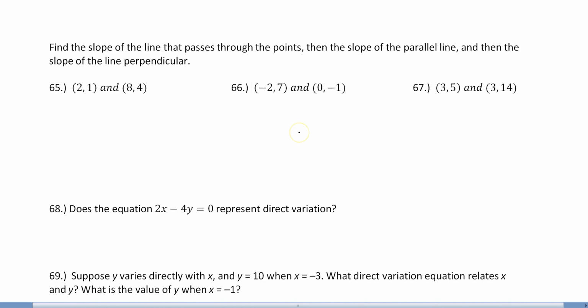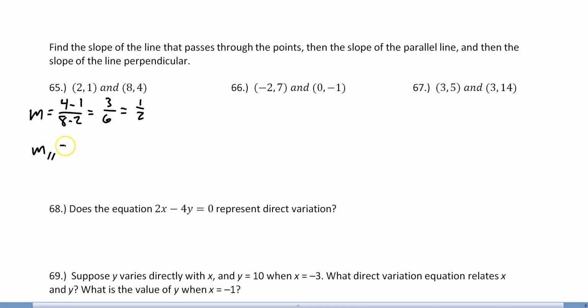The next three ask me to find the slope of the line, then the slope of the parallel line, then the slope of the perpendicular line. Okay? So to find the slope of the line, I'm just going to do my slope formula. I do y2 minus y1 over x2 minus x1. And make sure you're consistent in terms of the order there. That gives me a 3 over 6, which is 1/2. All right? So the slope of my line is 1/2.